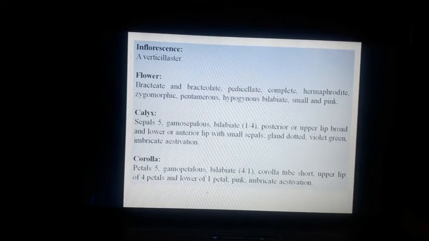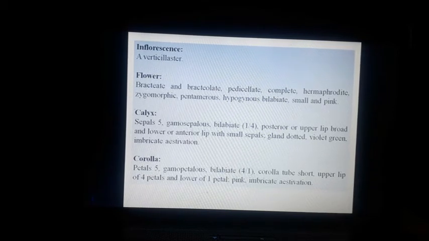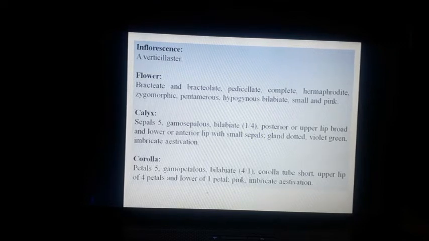Hermaphrodite. Zygomorphic. Zygomorphic means we cannot divide the flower into equal parts if we cut from any angle. Pentamerous, 5. All the sepals and petals or stamens are present in the number 5. Hypogynous means all these parts are inferior to the ovary. Bilabiate means 2 lips of sepal and petal are formed. Small and pink flowers are there.